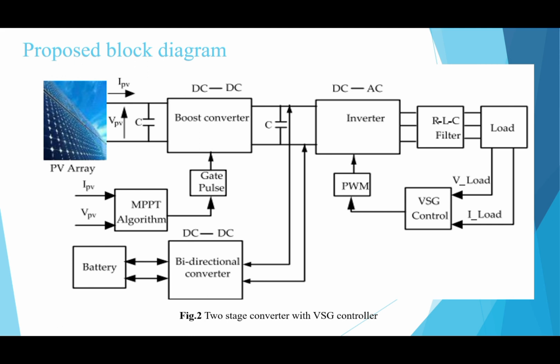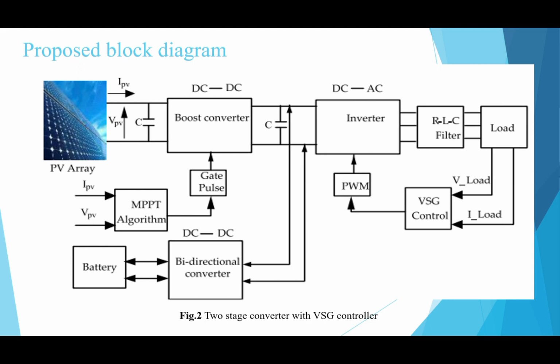the load. Input voltage and input current are given to the VSG controller to produce pulses, and it is given to pulse width modulation for triggering. The MPPT algorithm, where the input current and input voltage are given, is used to generate pulses through the gate pulse, and it is used for triggering.